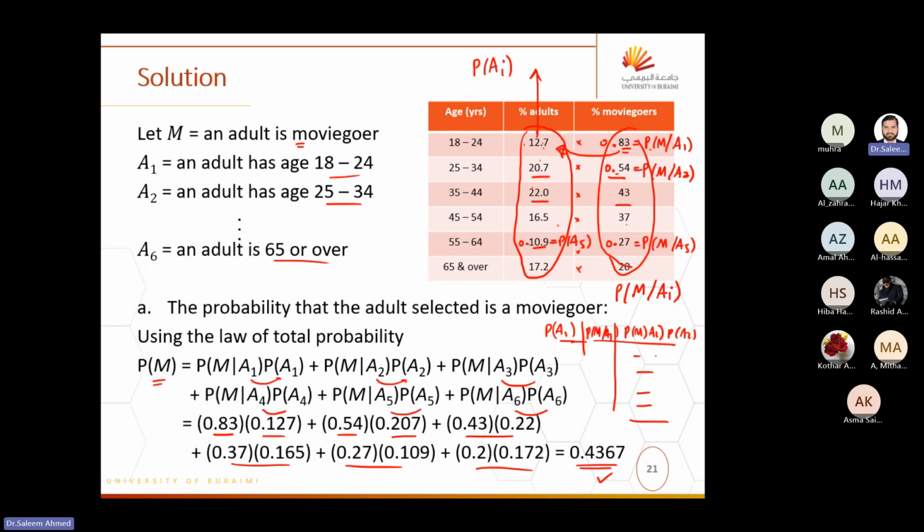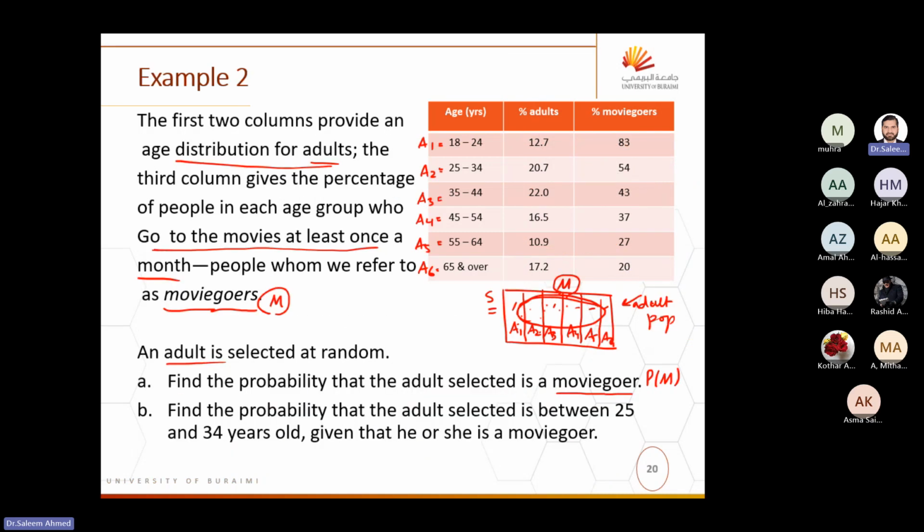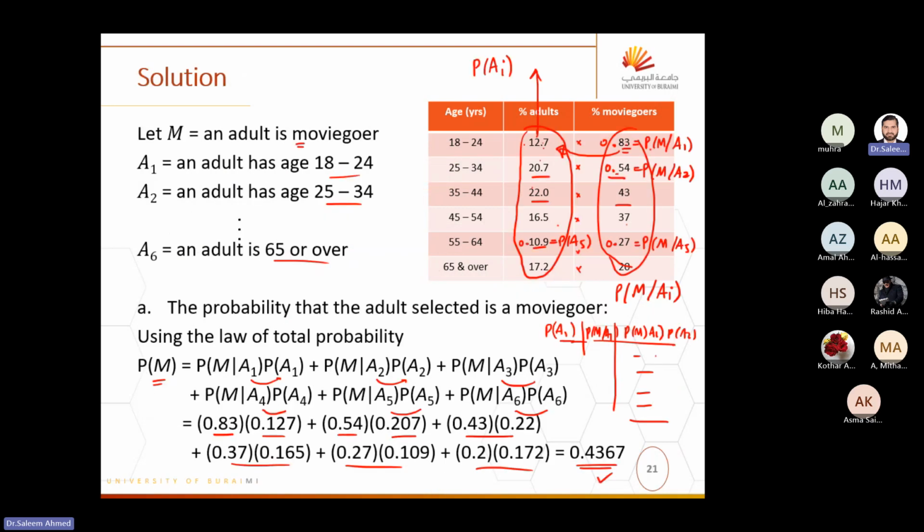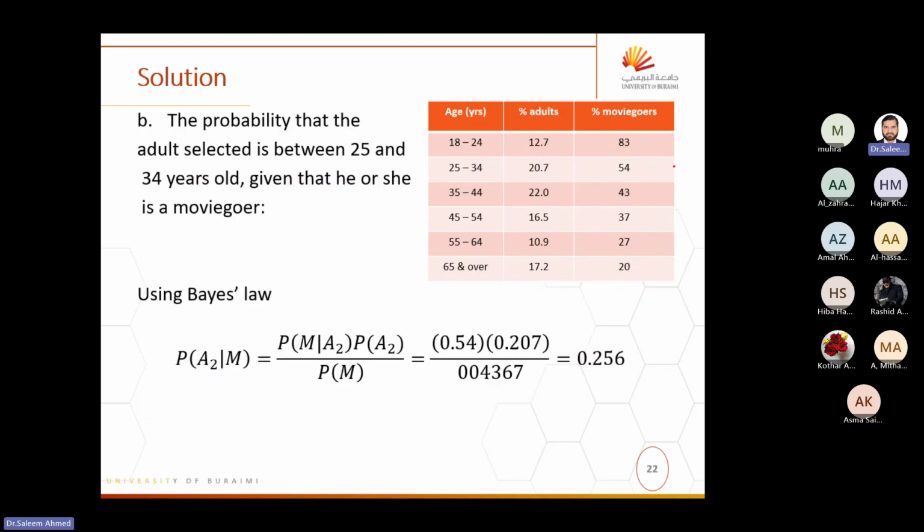Okay. What was the second question? The second question was, find the probability that the adult selected is between 25 and 34, given that he's a moviegoer. So it means they are asking me about 25, the second age group, right? This one. Between 25 and 34. So probability that he is in age group 2, given that he is a moviegoer. So you see the opposite question. We know M given A2 here. M given A2 is known to me, but in part B, they are asking me the opposite. They are asking me A2 given M.